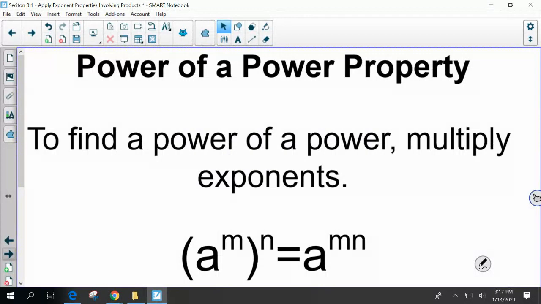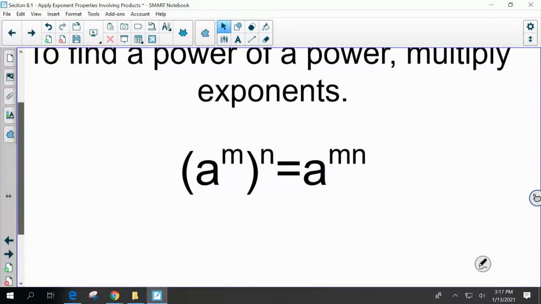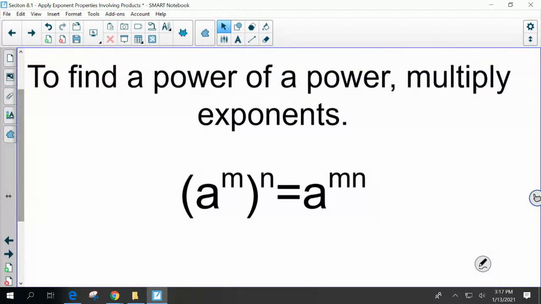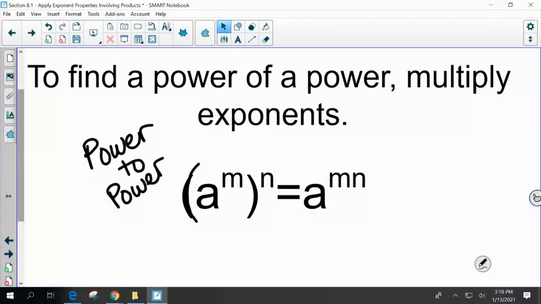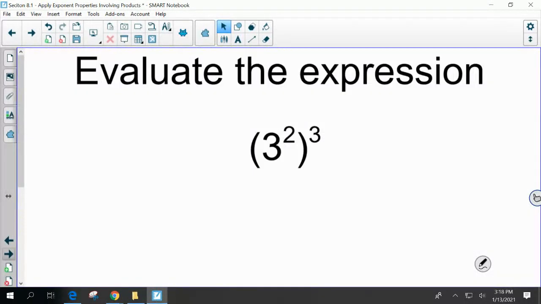Okay, the next property we're going to learn is called power of a power, or most often you would see this written as power to power, is how I normally say it. This basically means an exponent raised to another exponent. Notice you have a to the n power, and you have parentheses around it, and it's getting raised to the nth power. When you have this, you multiply your exponents. For example, 3 squared raised to the 3rd power. This is power to a power. So you're taking 3 to the 2 times 3 power, which would equal 3 to the 6th power.